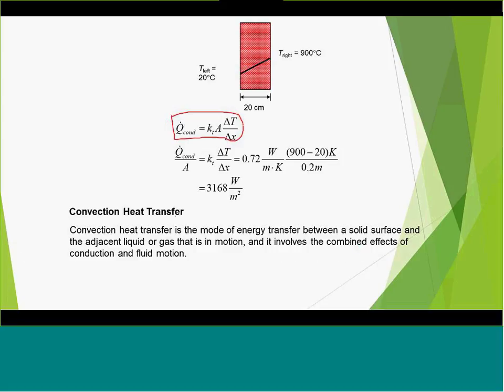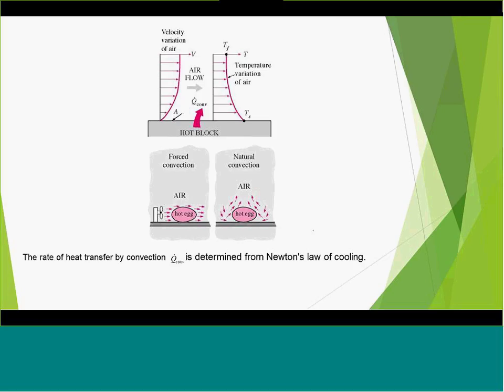This was covered in the other slides. So convection heat transfer is the mode of energy transfer between a solid surface and the adjacent liquid or gas in motion. Have a look at this diagram. You have hot air, which is a forced convection, compared with natural convection over a hot block.